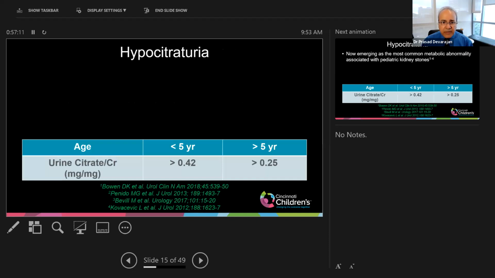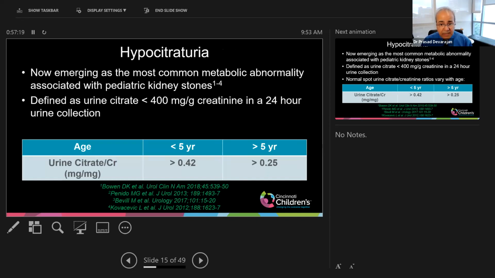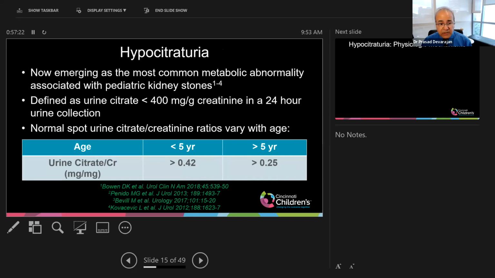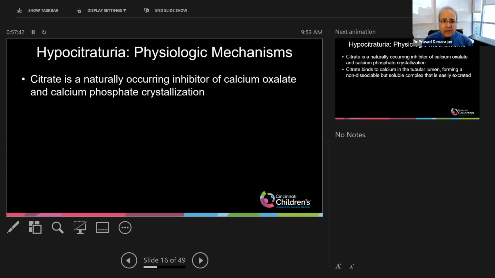What about low citrate? I began telling you about it, now emerging as the most common metabolic abnormality in pediatric kidney stones. And that is the normal range. And again, we can do spot samples. You don't need a 24-hour urine. And what we teach is normal citrate levels should be greater than 0.25 milligram per milligram creatinine in a spot urine. What causes hypocitraturia? We're not totally sure, but we know that citrate is a naturally occurring inhibitor of calcium oxalate and calcium phosphate crystallization.